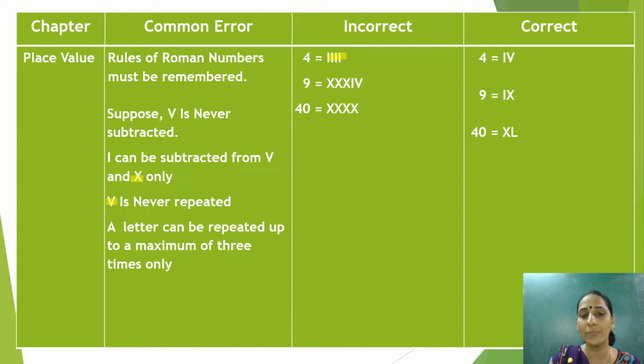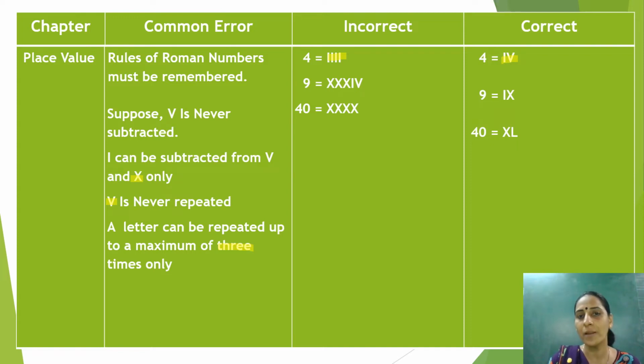Now, a letter can be repeated up to a maximum of 3 times only, right? Any numeral that you can repeat, only and only up to 3 times, right? So what is the incorrect portion over there? Number 4. If they have to build up the number 4, what mistake are they making? They are writing I 4 times. That is the incorrect one, right? Actually, they have to write number 4 like this: I, V, right? That means V is 5 and I is 1. So 5 minus 1 equals 4, right?